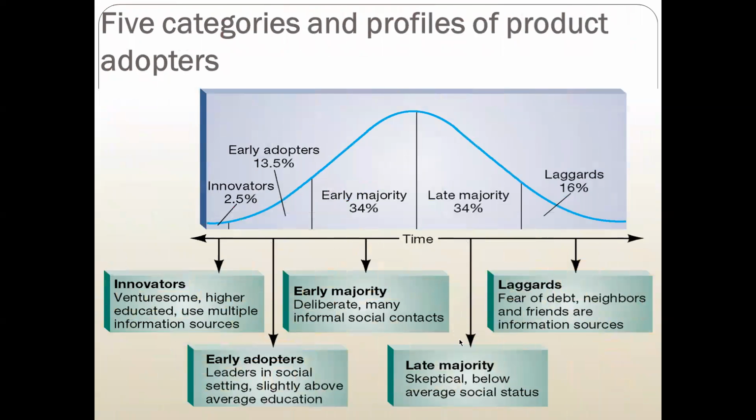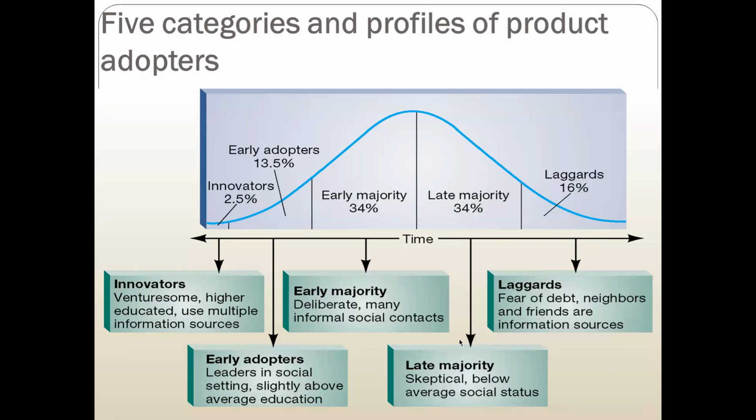Now, we will categorize the consumers according to their buying time with the product life cycle. The first one are the innovators, and the innovators make up only 2.5% of the total consumers. Who are the innovators? The innovators are venturesome. They are highly educated about the product, not other aspects. They use multiple information sources, and by this process, they are the first consumers or buyers of the product.